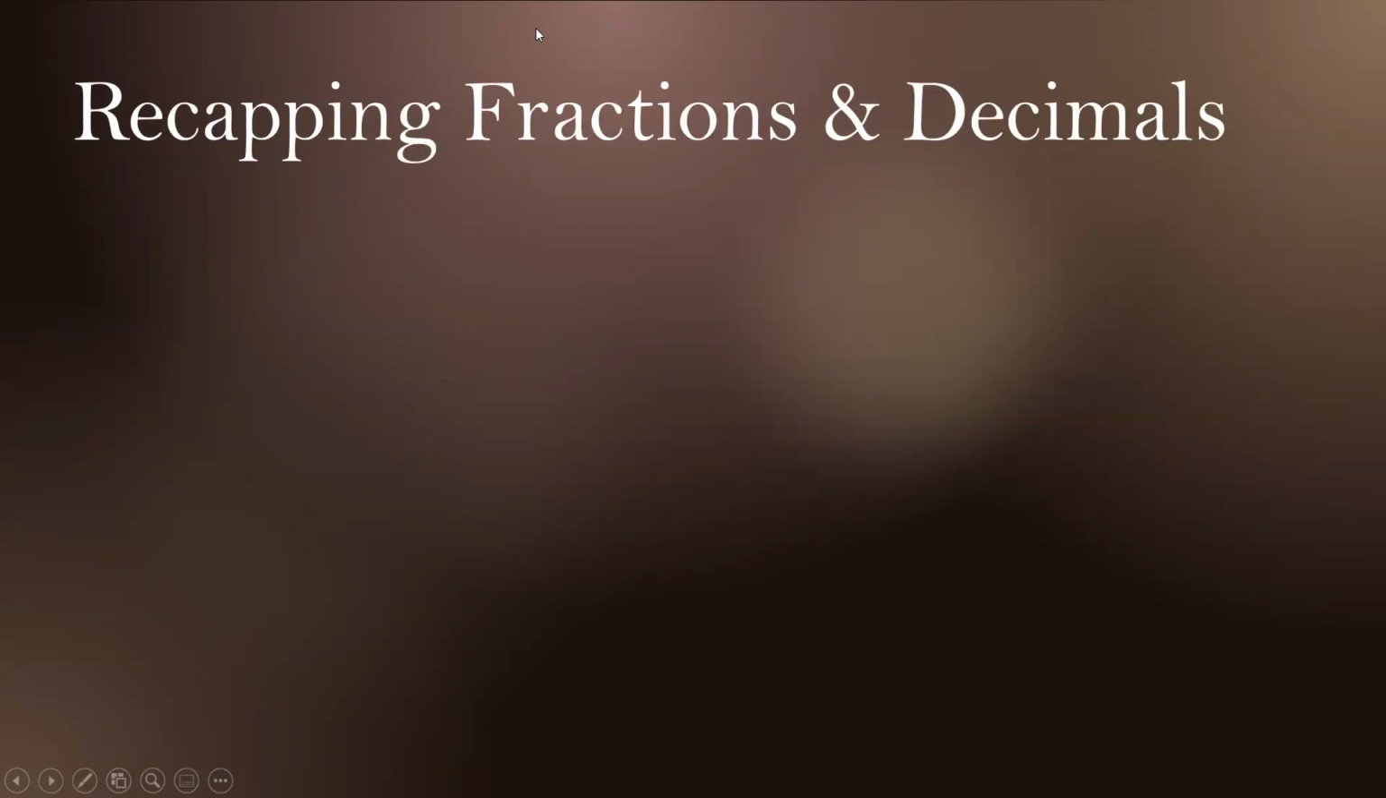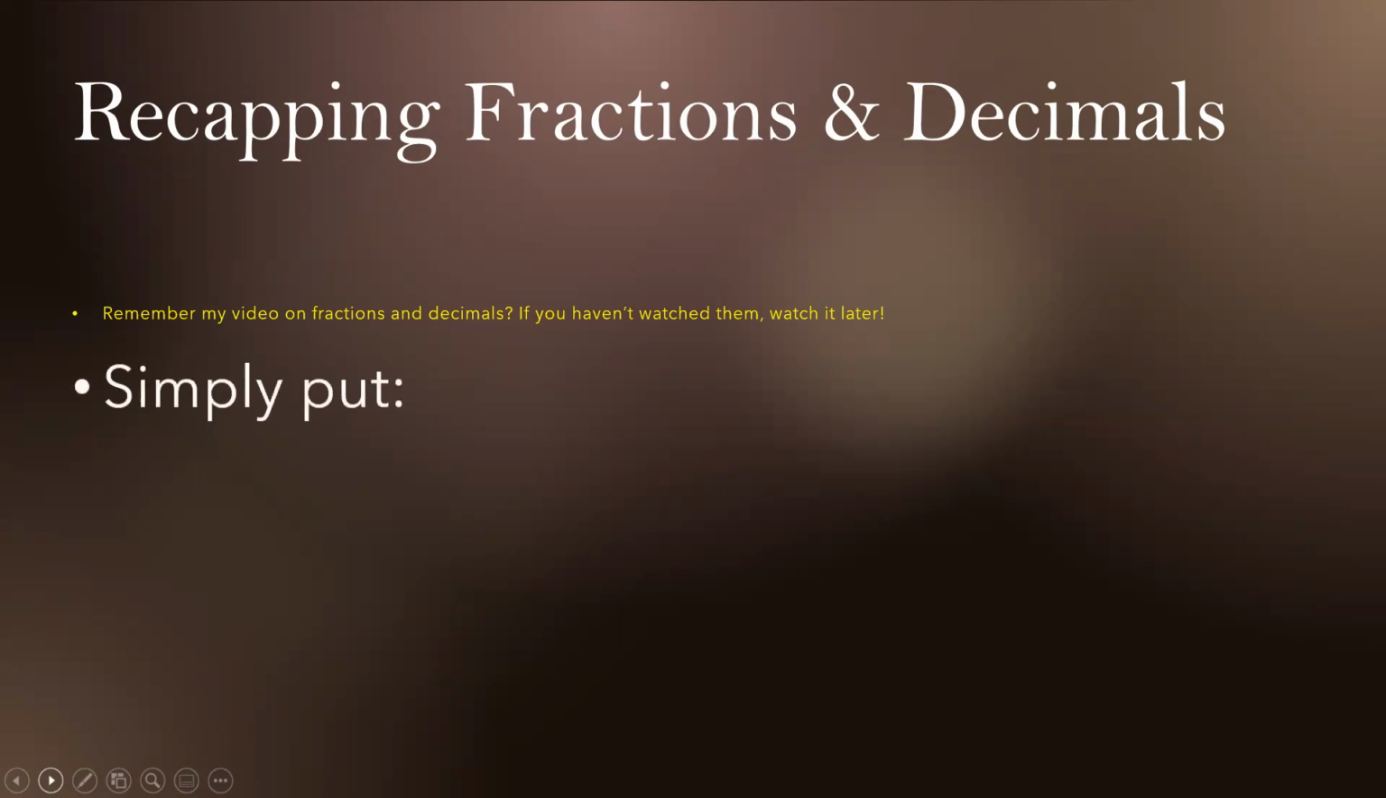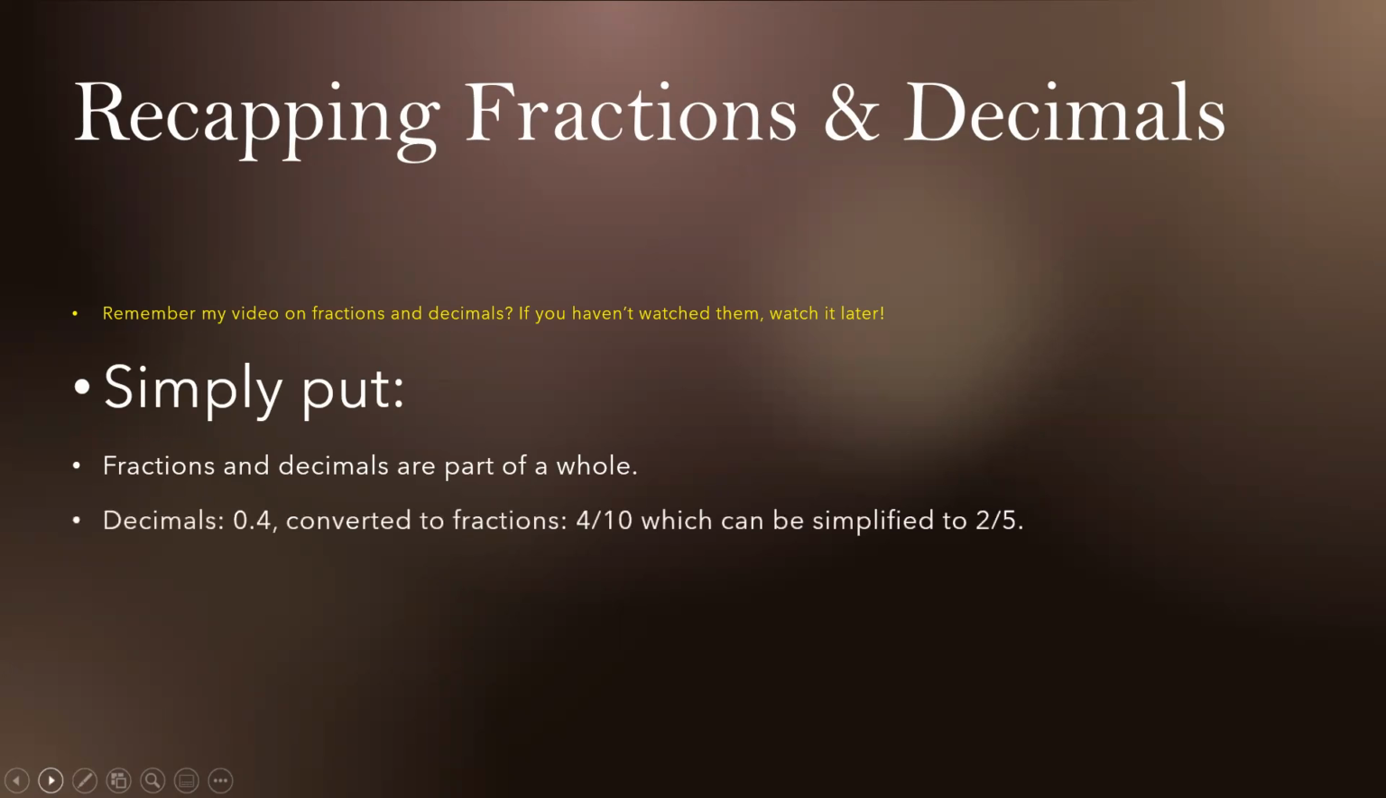Okay, first up, recapping fractions and decimals. Simply put, fractions and decimals are part of a whole, like a part of a pizza. For example, you split a pizza into 8 pieces, then one of the pieces is a part of the whole pizza. An example of a decimal might be 0.4, which is 4 out of 10 when converted to a fraction. Well, remember to simplify it into 2 over 5.